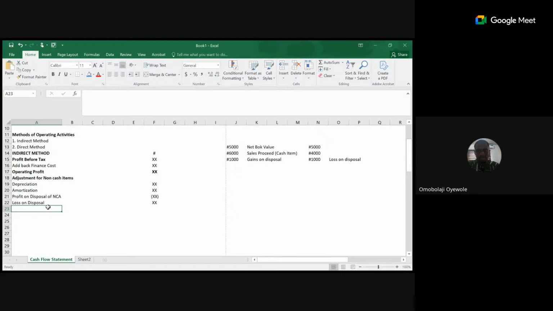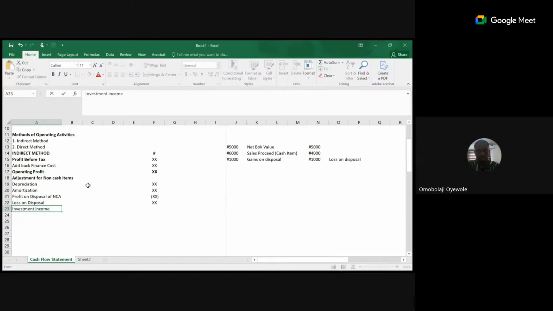Then another item under non-cash items is your investment income, just as your finance cost. Now, your finance cost comprises all your interest paid for the period. So in your finance cost, all the interest expenses we have incurred for the period can be found there.